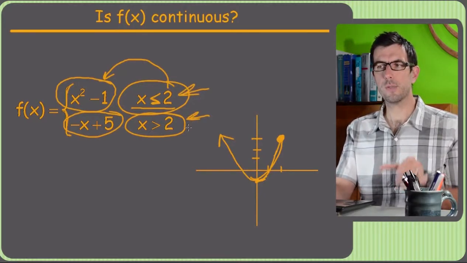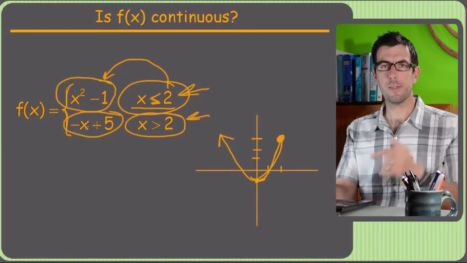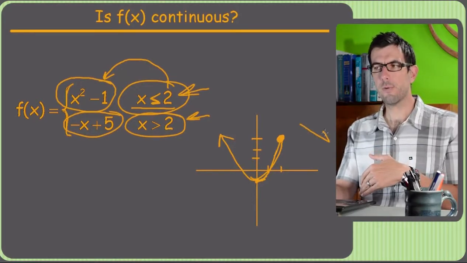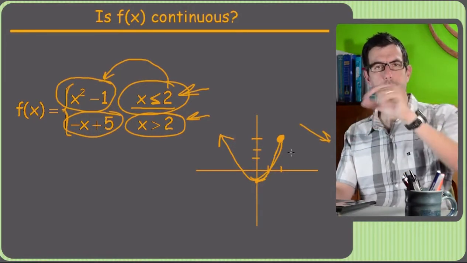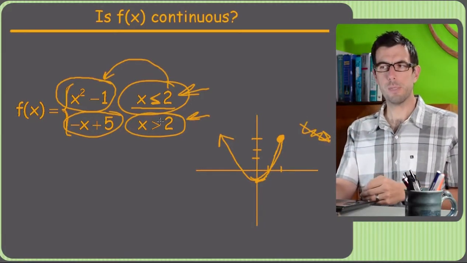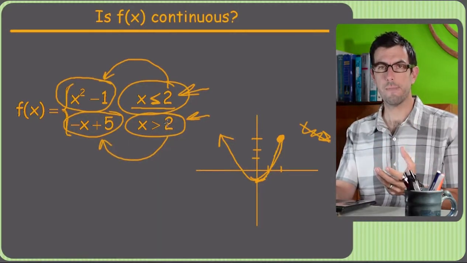The second row is what happens to the right of 2. At that point, it's going to become a line that's going down to the right. But where does it start? I know I have a line going down to the right somewhere, but where's it at? Where's that starting point where the line shoots out of? So what I'm going to do is take 2 and plug it into this function to find out what's that first point on the line.